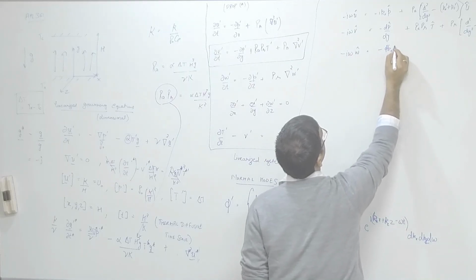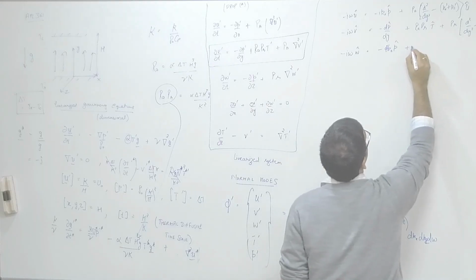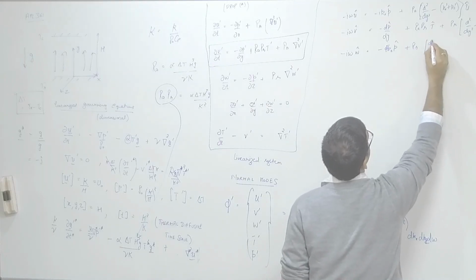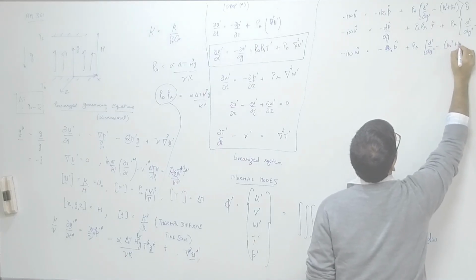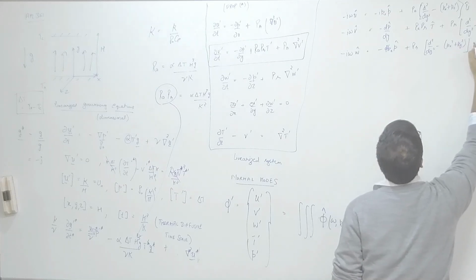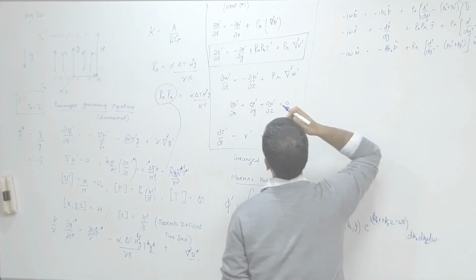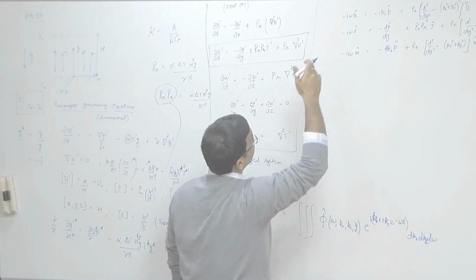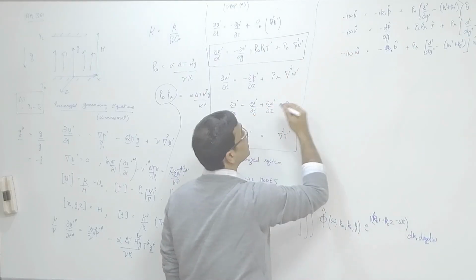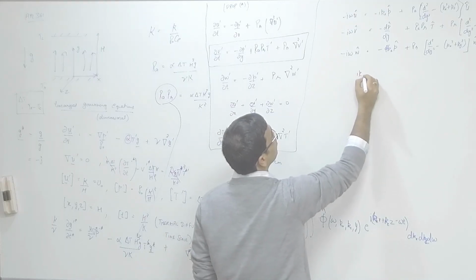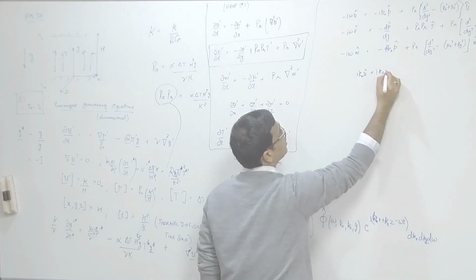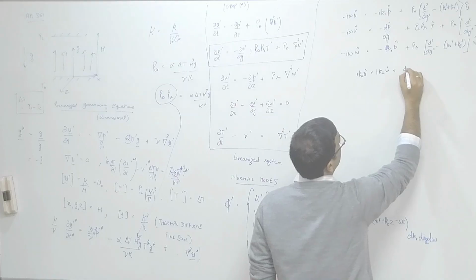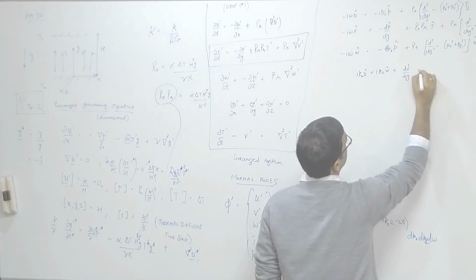I kz p hat. Okay. And then all of these u hat, v hat, w hat are related through the continuity equation. So we have i kx u hat plus i kz w hat plus dv hat over dy equals 0.